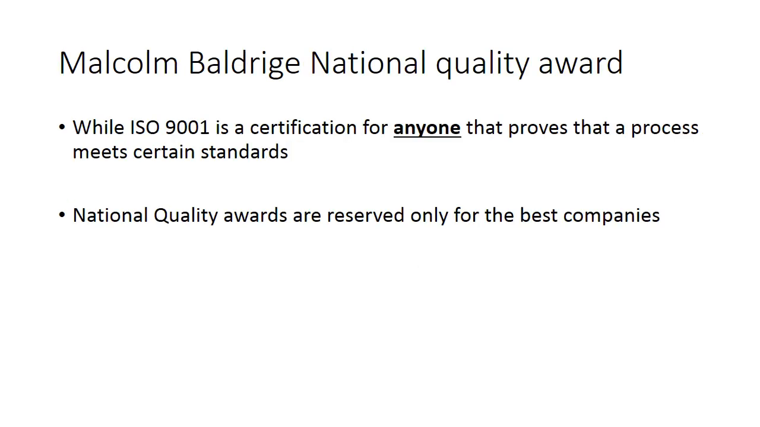Next, we have the Malcolm Baldrige National Quality Award. And here it is very important to note that while ISO 9001 is a certification for anyone that proves that a process meets certain standards, the national quality awards are reserved only for the best companies. So this is very important because a lot of companies might have the ISO 9001, and this is a good thing because it gives confidence to the customer that the processes that the company follows are good processes and that they are managed through a quality management system.